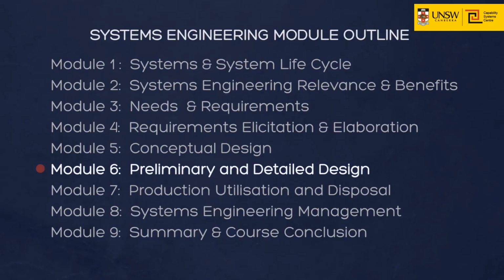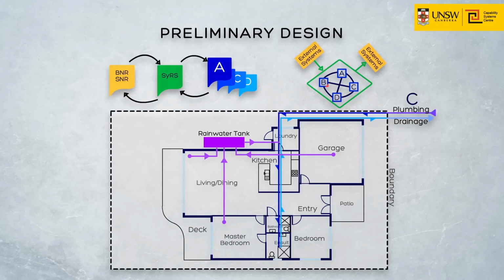In Module 6, we pick up from where we left off at the end of conceptual design, and we discuss how we start making some more detailed design decisions. During preliminary design, we will look at identifying the various subsystems that need to come together to form our system. What do those subsystems need to be able to do? How do those subsystems need to interrelate? Can we source those subsystems off the shelf, or do they need to be designed from the ground up?